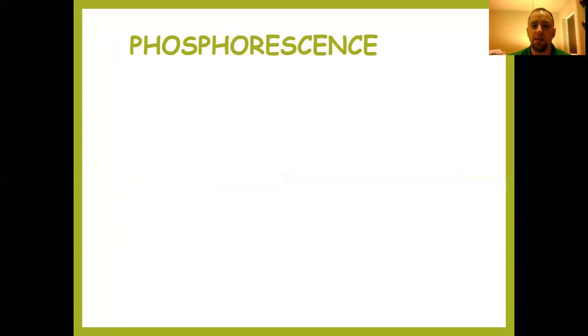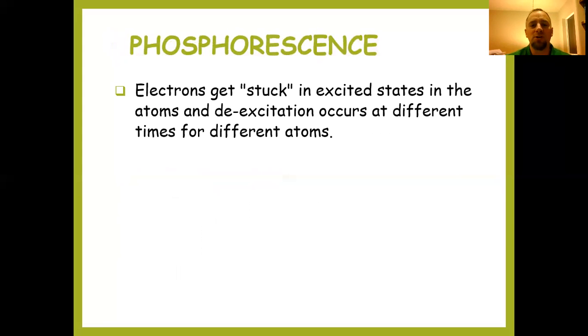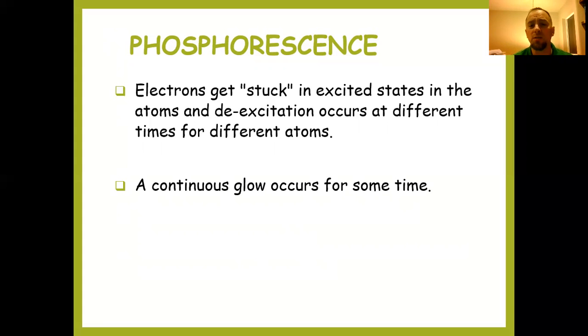Phosphorescence is a really cool thing. You've probably seen it, didn't know it was called phosphorescence, but electrons get stuck in an excited state. So an electron gains that energy, moves to a higher energy level, okay, but it doesn't always lose that energy as fast as in other processes. So they get stuck in that higher energy level and they slowly start to lose that energy. And as they start to lose that energy, it still emits light, but it emits it over a longer period of time. So this causes a continuous glow.